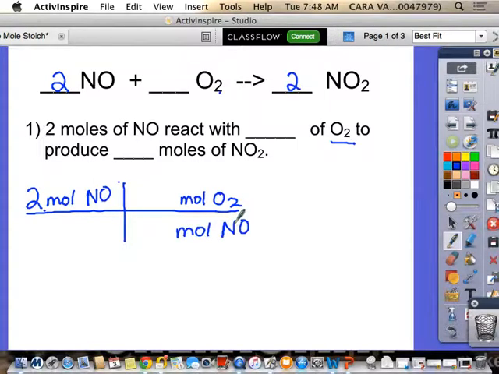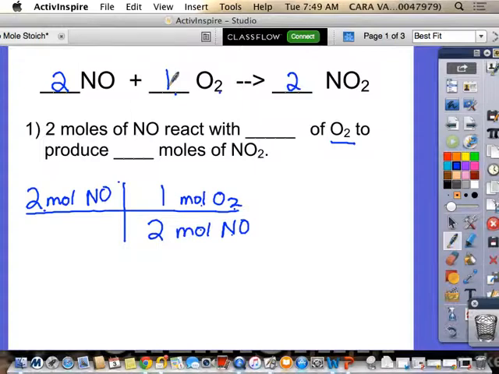And so now, like we talked about all day, when you see mole over mole, you've got to find some sort of molar ratio. So we're looking for a way to compare moles of oxygen to moles of NO. When we look up here at our coefficients, I see that I have 2 moles of NO for every 1 mole of oxygen. Remember, we understand that if there's no coefficient written there, that it's a coefficient of 1.